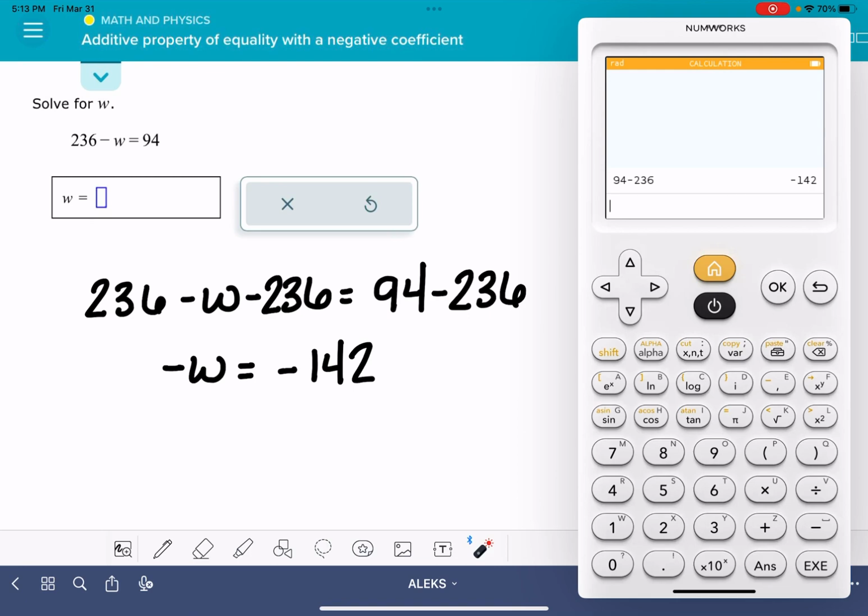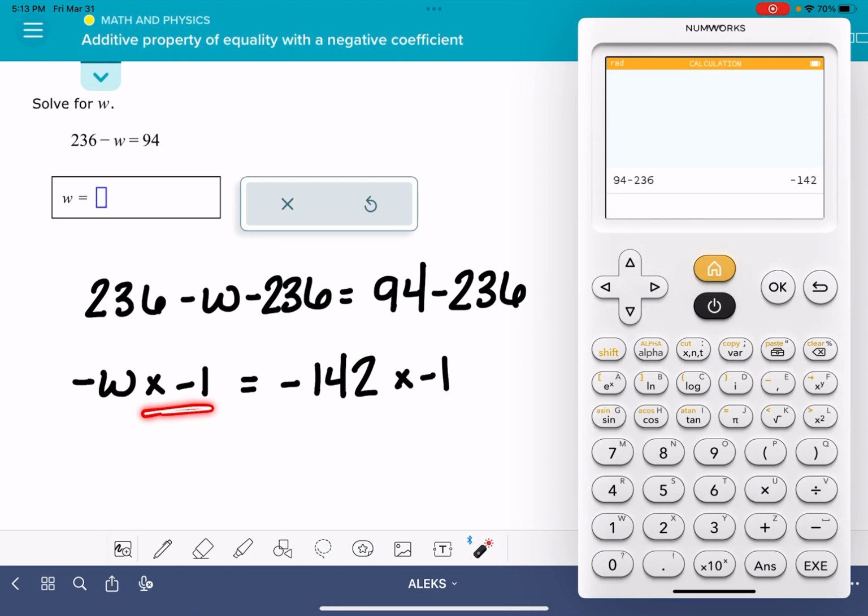Now be careful, this problem is asking us to solve for W, and what I have done here is solved for negative W, which is not exactly the same thing. I need to figure out what positive W is. In order to do that, I am going to use a math trick, which is to multiply the left side and the right side of the equation by negative 1.